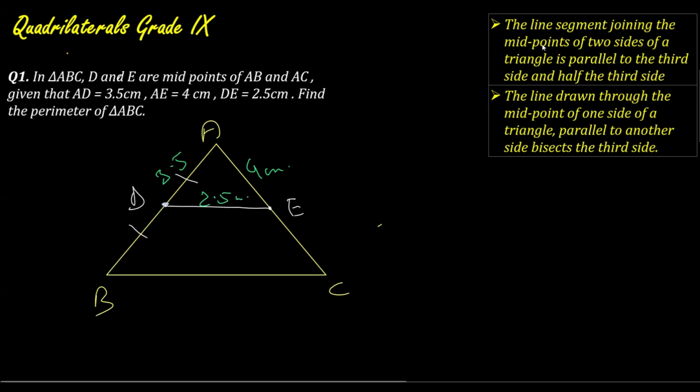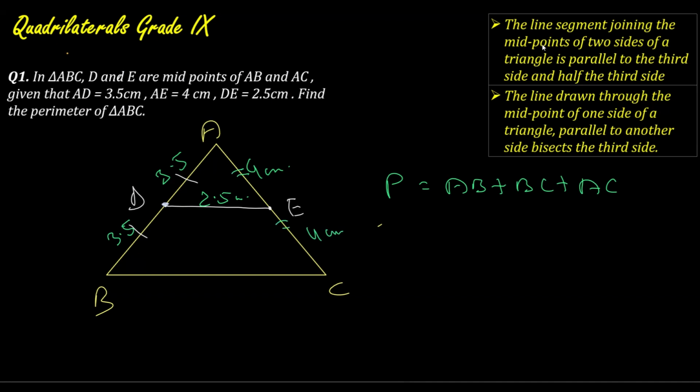And what we have to get is the perimeter of this triangle. So what we know is that the perimeter of a triangle is the sum of its sides. So we can say it should be the length of AB plus BC plus AC. Now figure out that we are given D as the midpoint of AB. And as you can see, since it is the midpoint, AD and BD are equal. So this is also 3.5, and EC is also 4 centimeter because E is the midpoint.